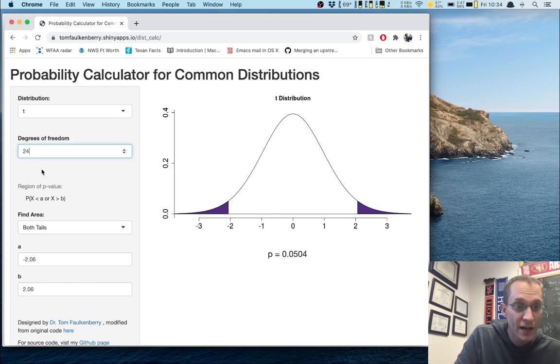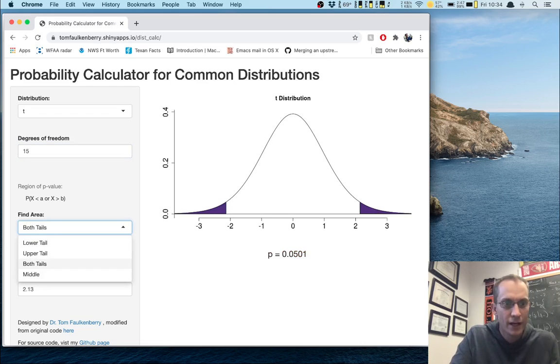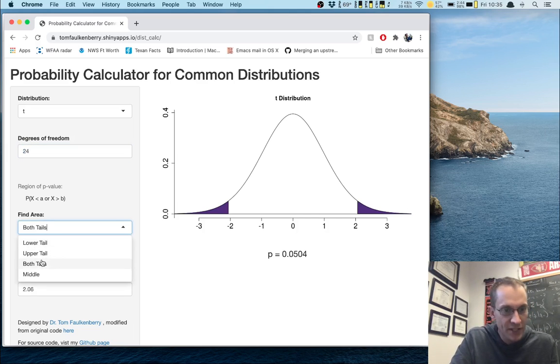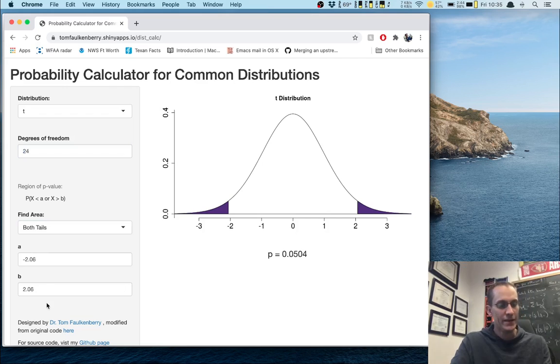You'll notice if I put in a different value for degrees of freedom, let's put in, I don't know, 15, and then select both tails, you'll notice this changes responsively to a different number, but it changes to a number that fixes this p-value to be 5%. All right, so that's how you find your t star df. That's how you find your critical t-score. You put in the degrees of freedom, select both tails, and then it pops out in A and B automatically.